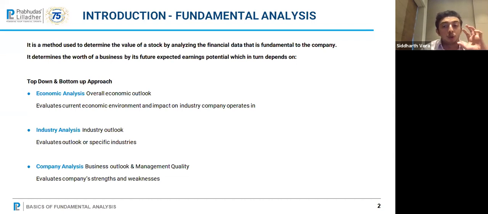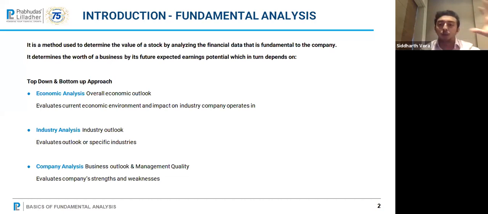I'm not going to waste too much time explaining these approaches, but I will quickly tell you in a very short way how to really use this. So in a top-down approach, it's more of a macro analysis to start with. How is India doing? What is the GDP growth in India? What are the inflation forecasts? What is the monetary and interest rate regime? How is the government spending coming along? How are the tax collections coming along?